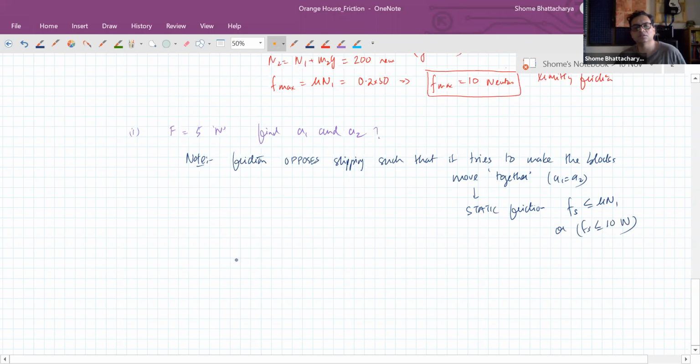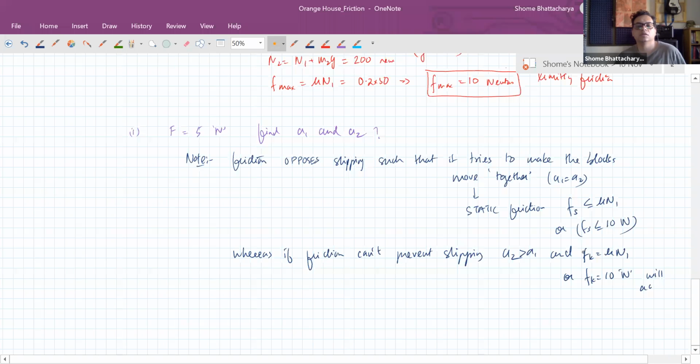Whereas if slipping occurs, friction cannot prevent slipping, then A2 will be greater than A1 and kinetic friction equal to mu N1, or kinetic friction equal to 10 newtons, will act. Okay. So how do we understand which of the two is happening in this case?